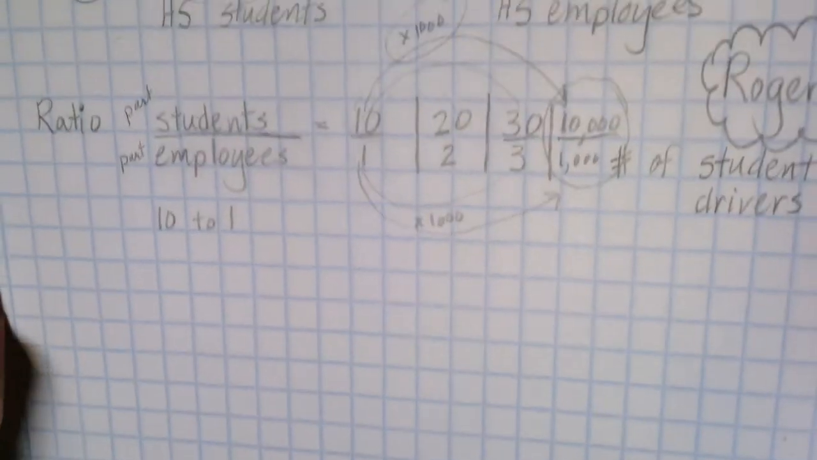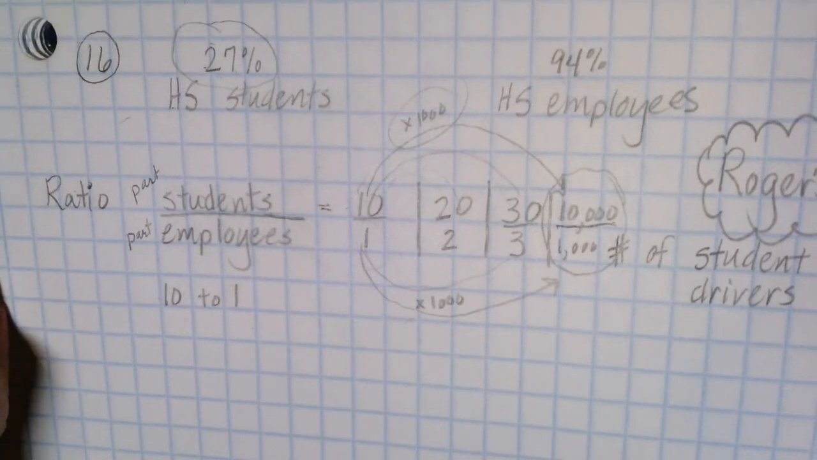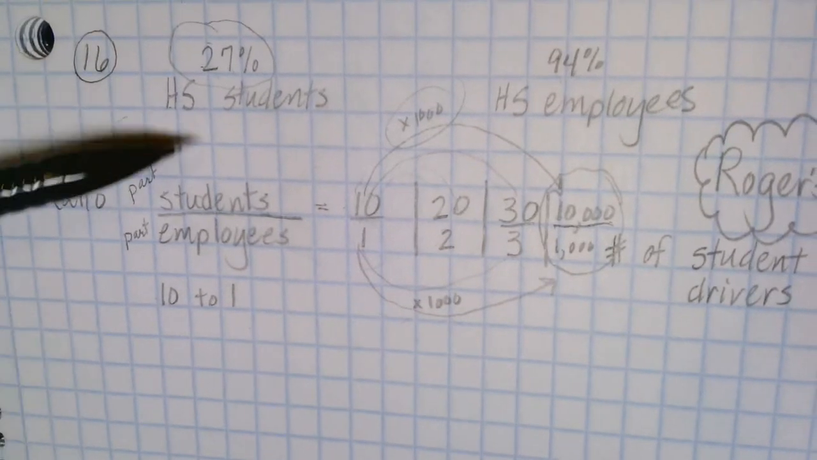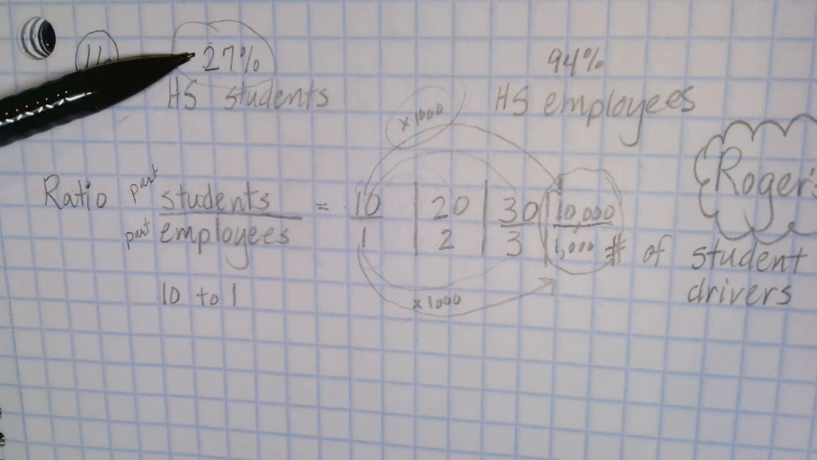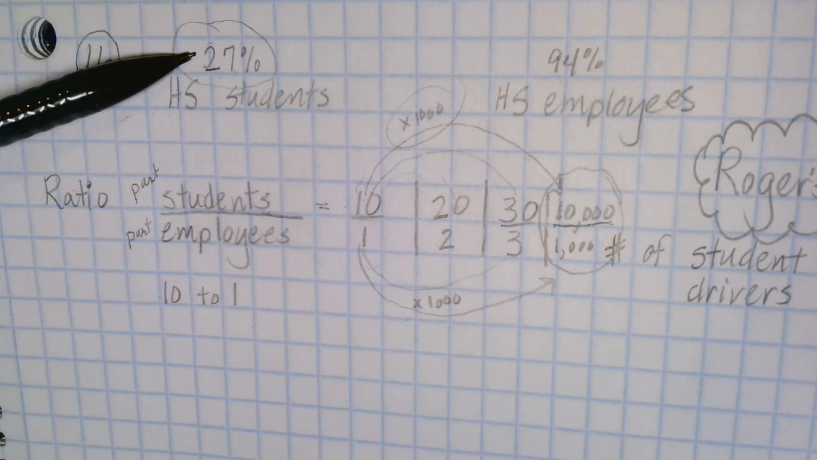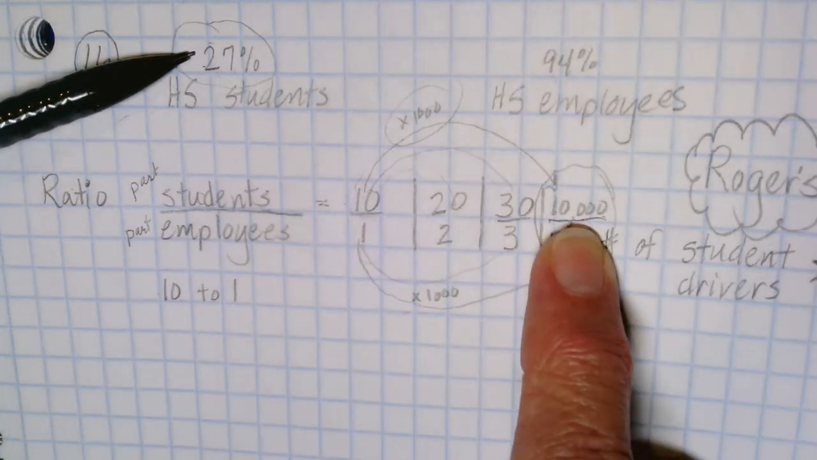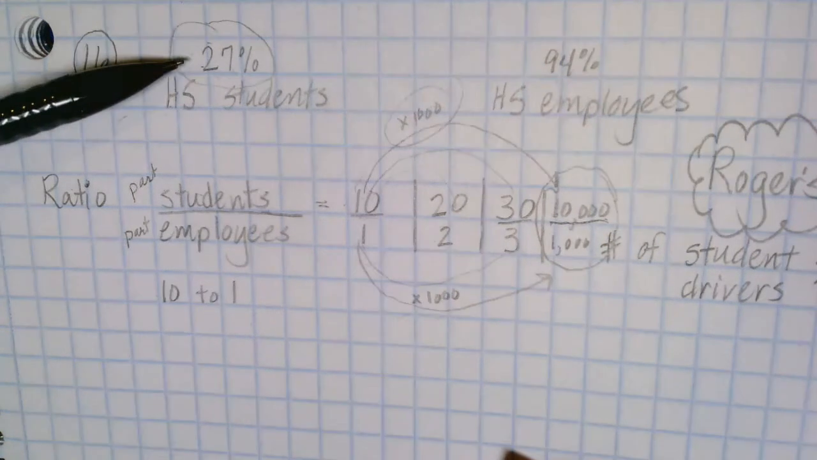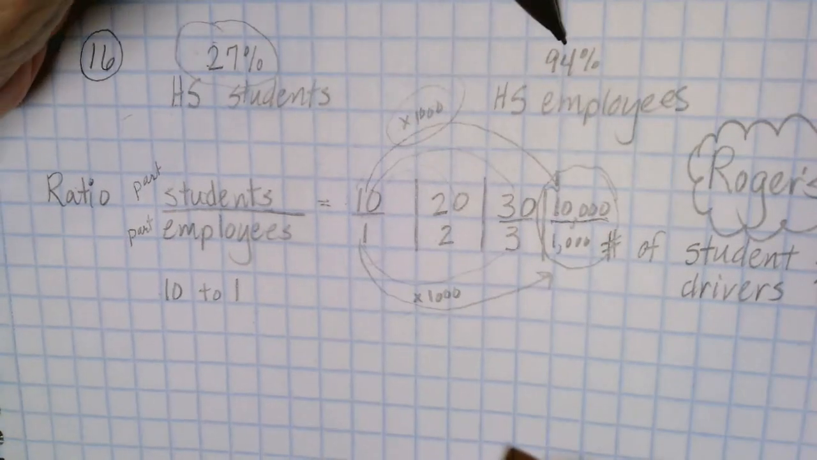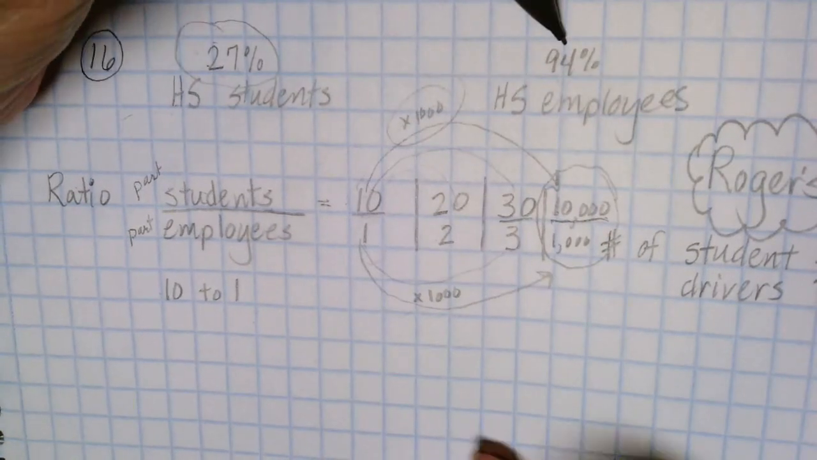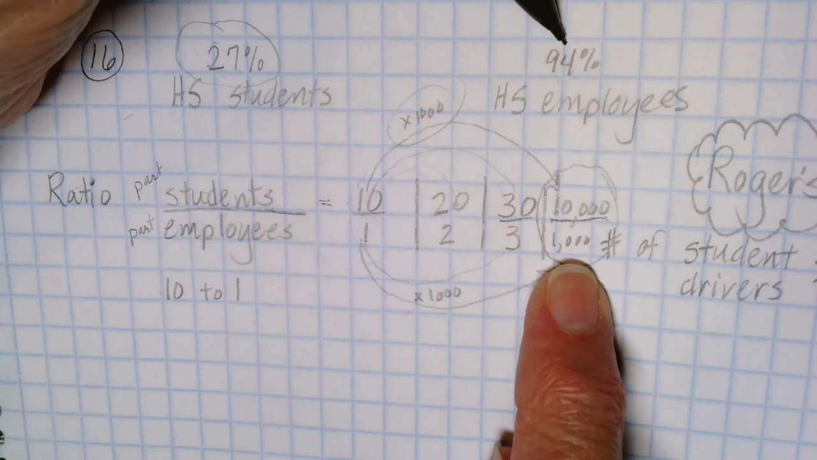So now I'm going to set up two proportions. I'm going to set up a proportion using my 27% changed into a fraction, and I'm going to set that equal to the number of students that I have in my fictitious school. The other proportion will be set up using the 94% and the number of employees in the school.